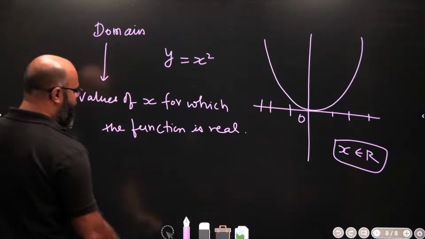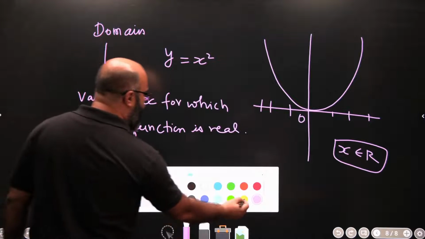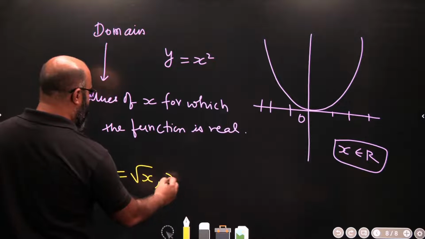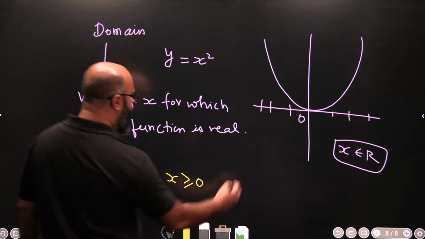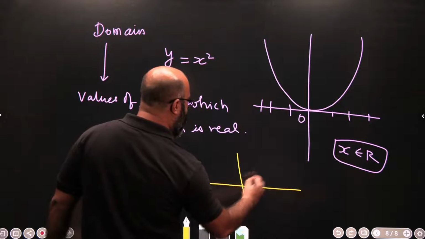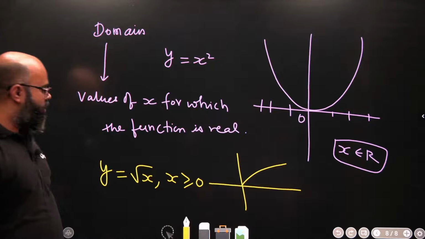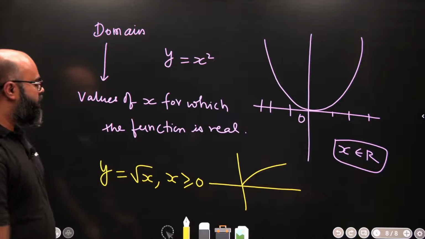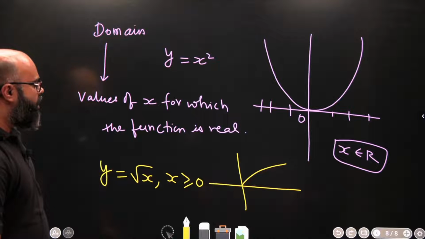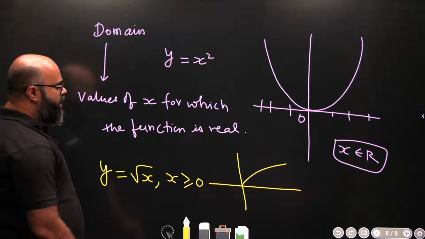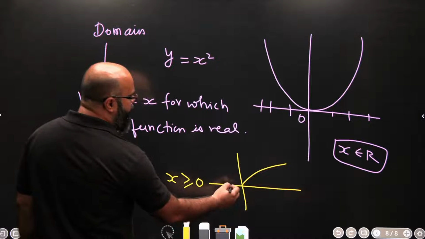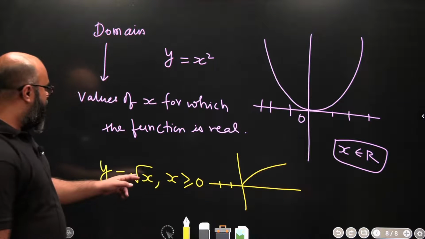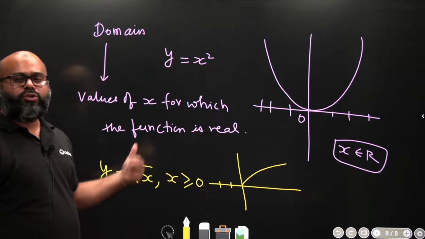But if you take the function y is equal to square root of x when x is greater than or equal to 0, we saw this graph earlier in the previous slide, the graph of y is equal to square root of x, the upper part of y square is equal to x. If it is asked what its domain is, clearly for negative values of x there is no output, because the square root of a negative number is actually not real.